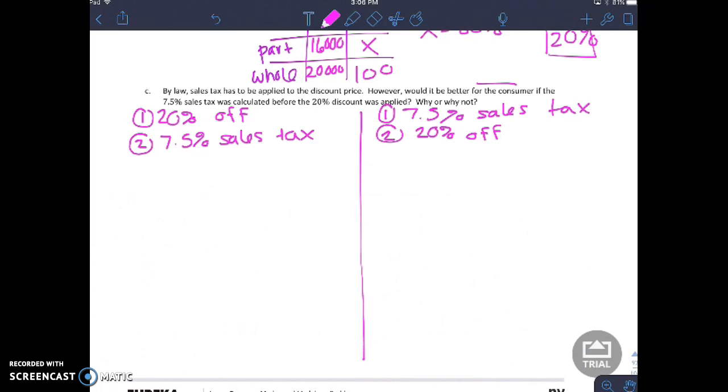So pause the video and do the left side. Unpause when you're done with the left side before you move on to the right side. All right, hopefully you have paused and you are ready to go. So we are going to do the left side of this first.